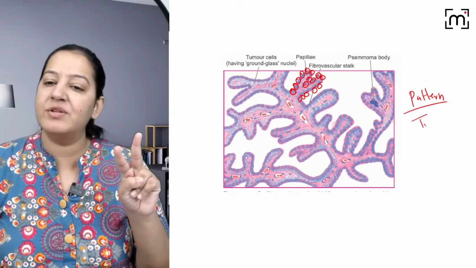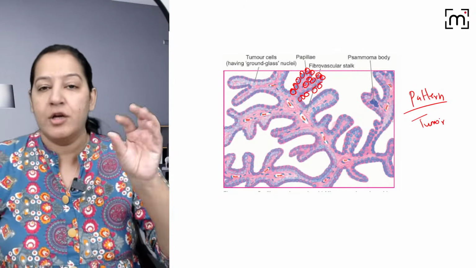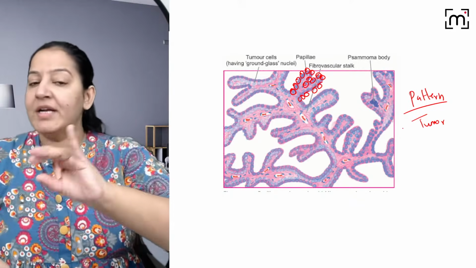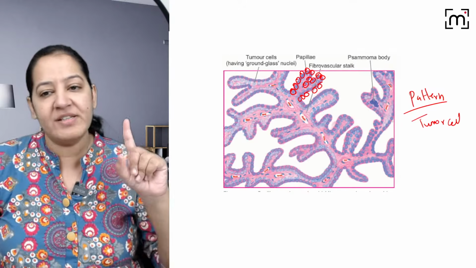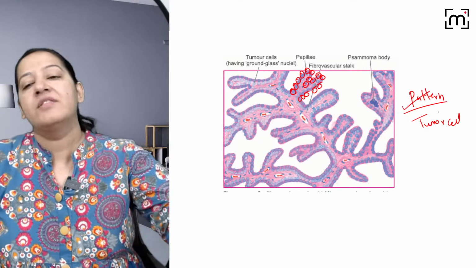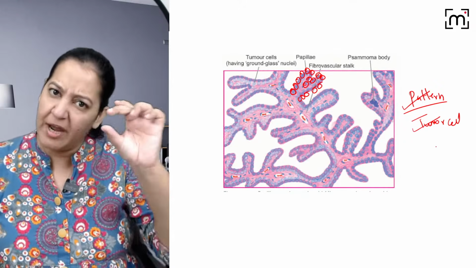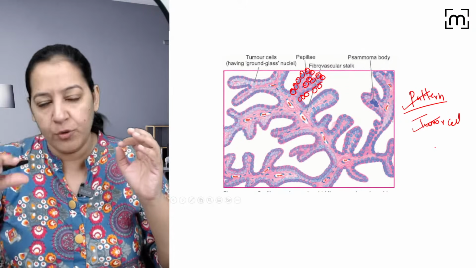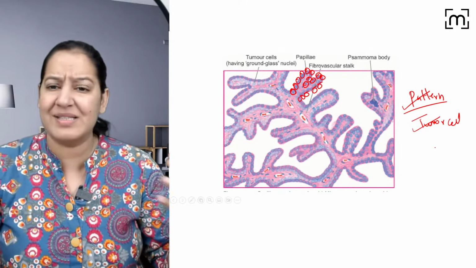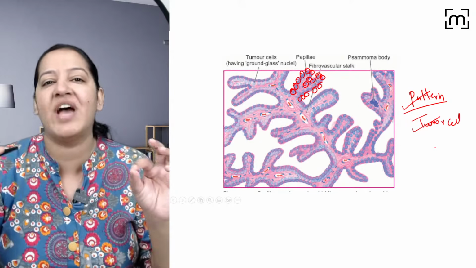The second point, you have to describe the individual tumor cell. Now I will zoom this diagram in the next point and I will show you each and every cell. First tell me the pattern of their arrangement, then tell me each and every cell. Describe each and every cell, how they look, what is the nucleus, what is the cytoplasm, the nuclear membrane, cell membrane, the size of the cell. Describe everything about the cell as much as you can.